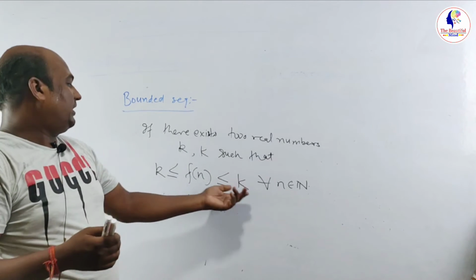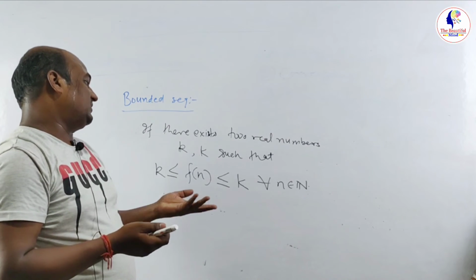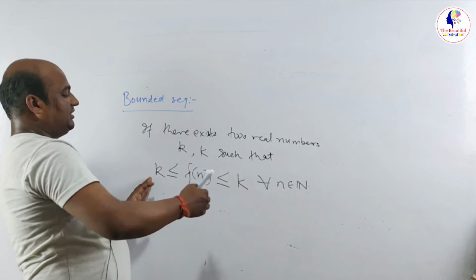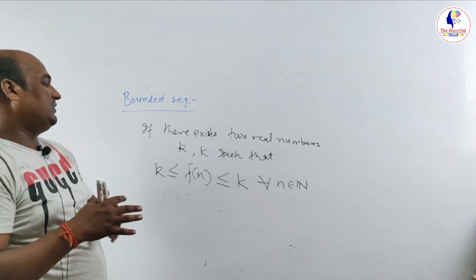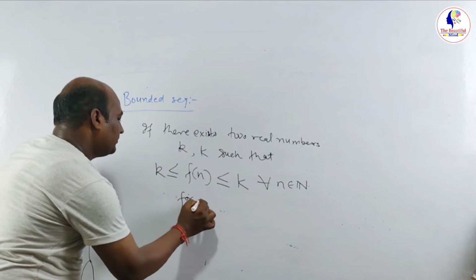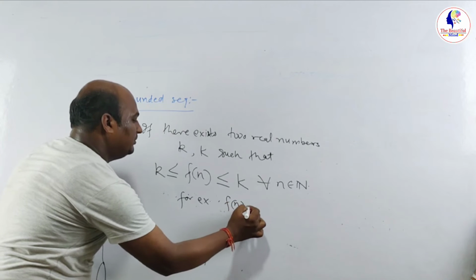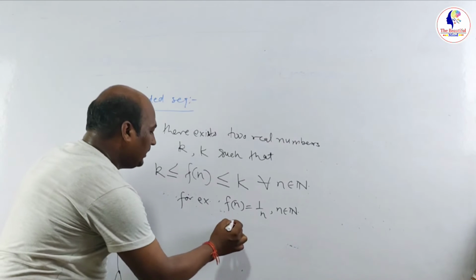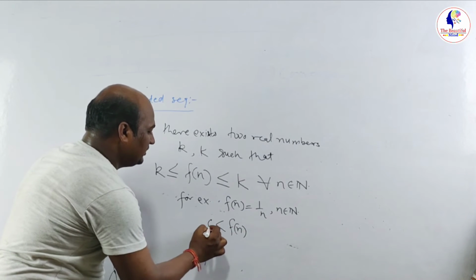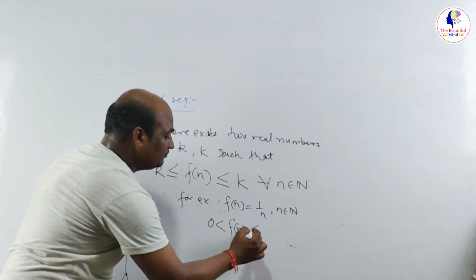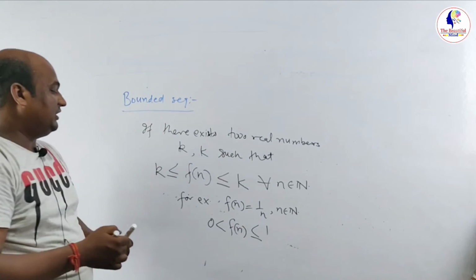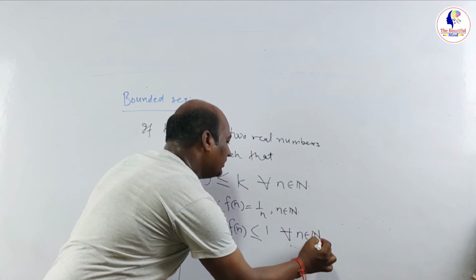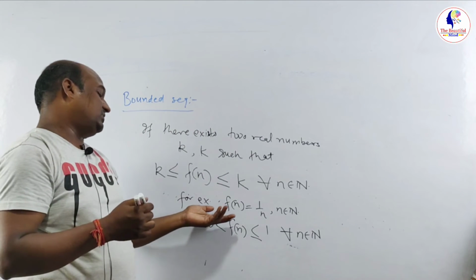That is an upper bound and lower bound. That is every term of sequence. When every term of sequence is lying between two finite real numbers small k and capital K, the sequence is a bounded sequence. For example, fn is equal to 1 by n for n belongs to set of natural numbers. In this sequence, fn is lying between 0 and 1. Each term of the sequence is lying between 0 and 1 for all n belongs to set of natural numbers. Hence, this sequence is a bounded sequence.